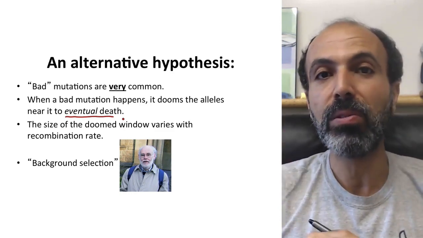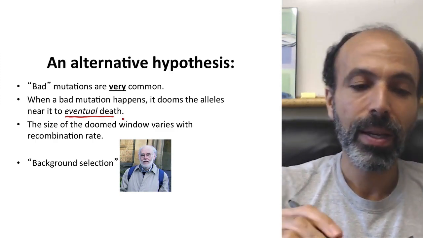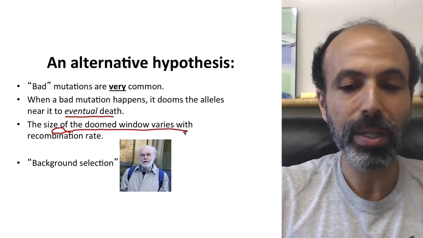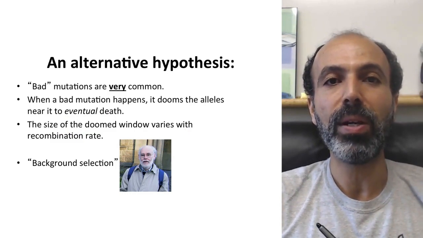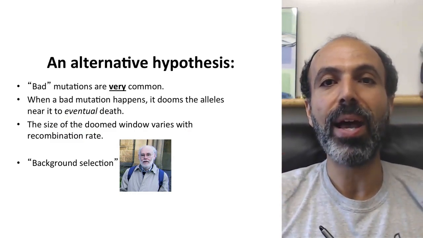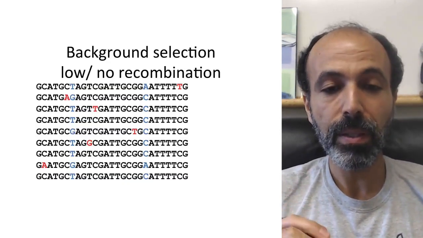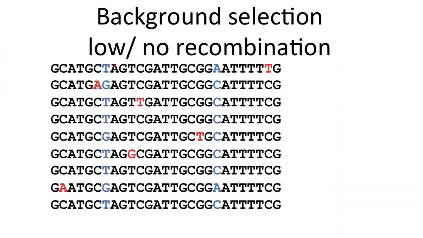We saw this with some of those allele A1 simulations of detrimental variants that we did earlier. Now, importantly, the size of the doomed window varies with recombination rate. Okay? The size of this doomed window is going to vary with recombination rate. This process is referred to as background selection. Now, let me illustrate this for you. So let's imagine background selection in a region with low or no recombination.